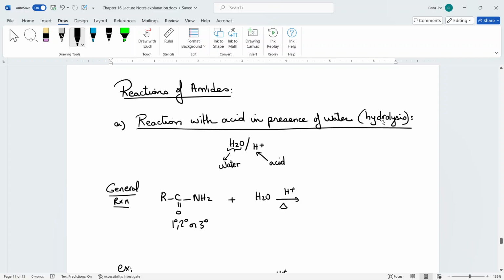This is called hydrolysis. Hydrolysis means I'm using water. So this reaction here, it's hydrolysis. I know it's H+, so this means that it is in presence of an acid. I know that I'm going to end up getting an acid. Since I'm using water, then it's going to be a carboxylic acid product in there.